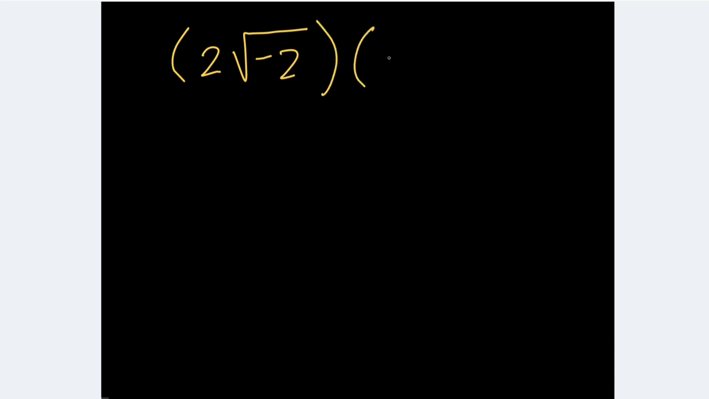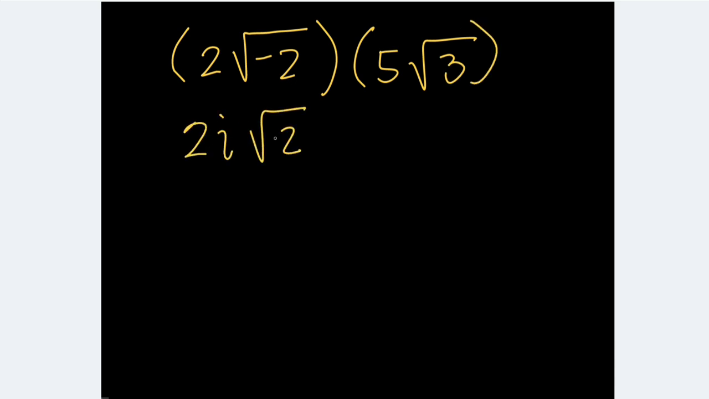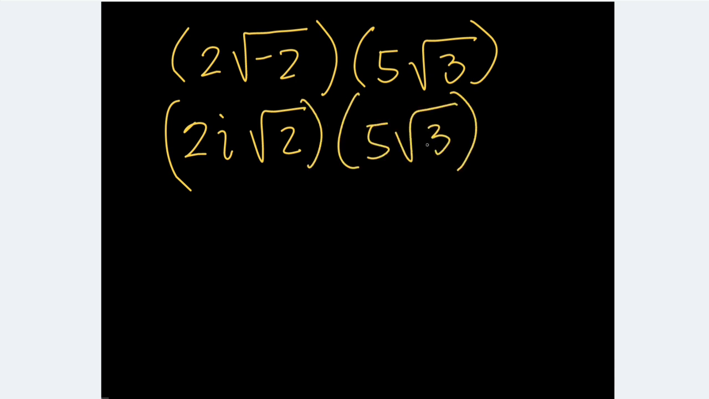So 2 square root of negative 2, 5 square root of 3. So square root of negative 2 is i square root of 2, so 2i square root of 2 times 5 square root of 3. So this is 10i square root of 6. Right. And we cannot further reduce that. It's 10i, okay.